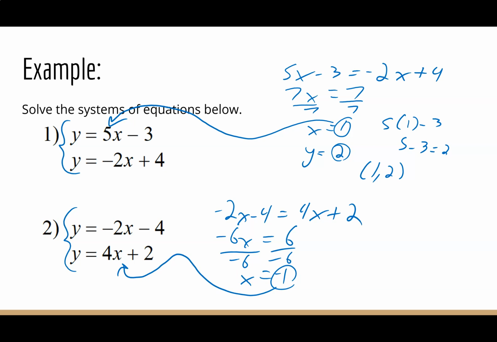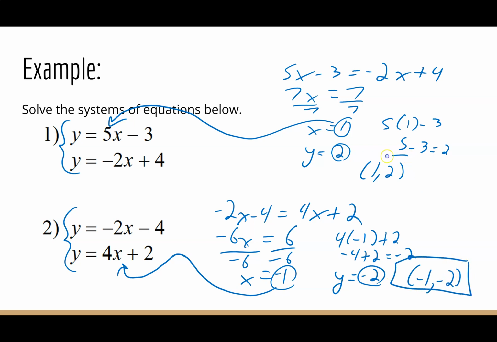Let's plug it in there. 4 times negative 1 plus 2 is negative 4 plus 2 is negative 2. So y is negative 2, which makes my answer negative 1, negative 2. And we can check that on Desmos as well.